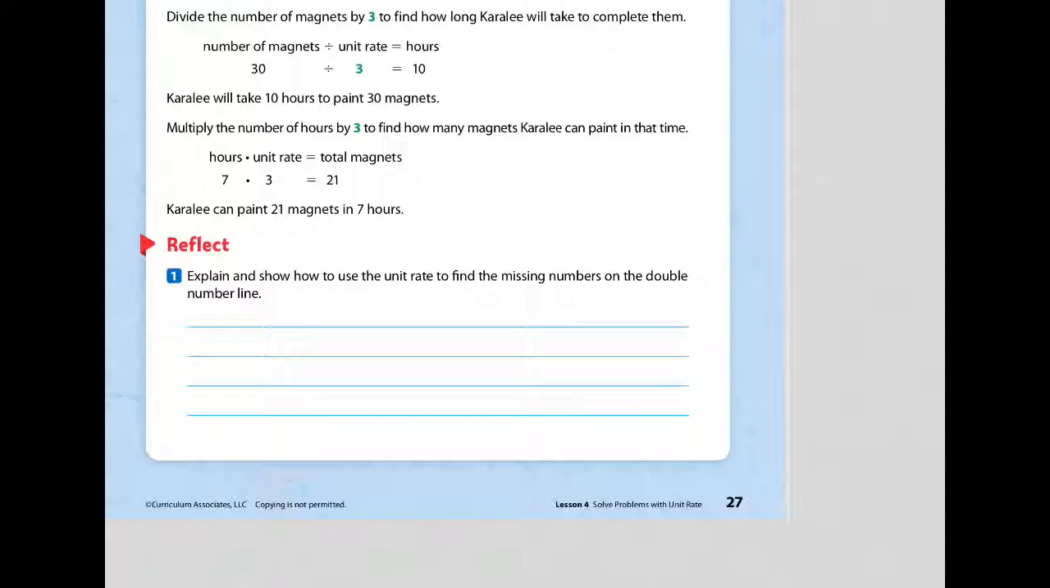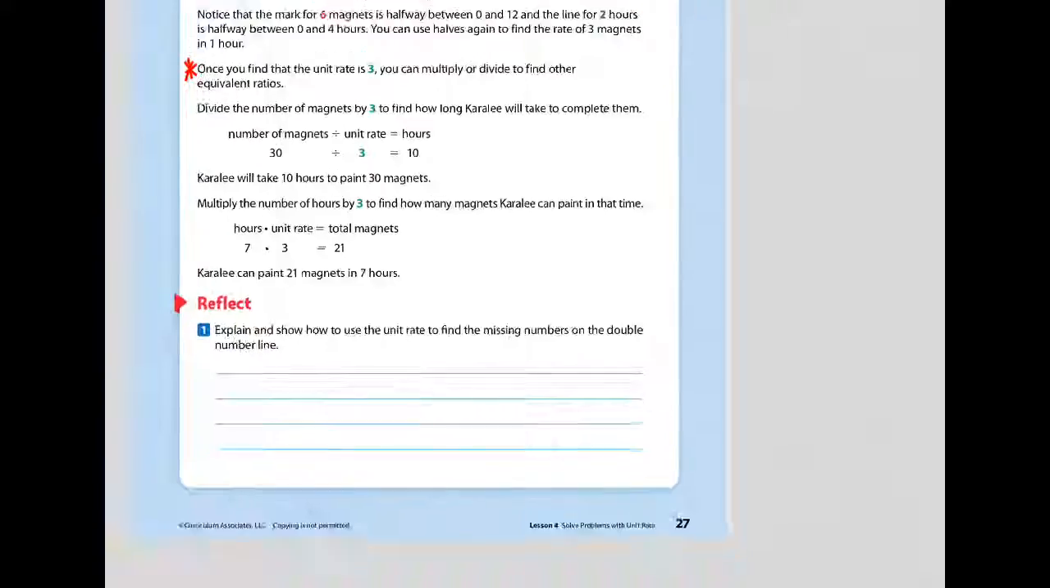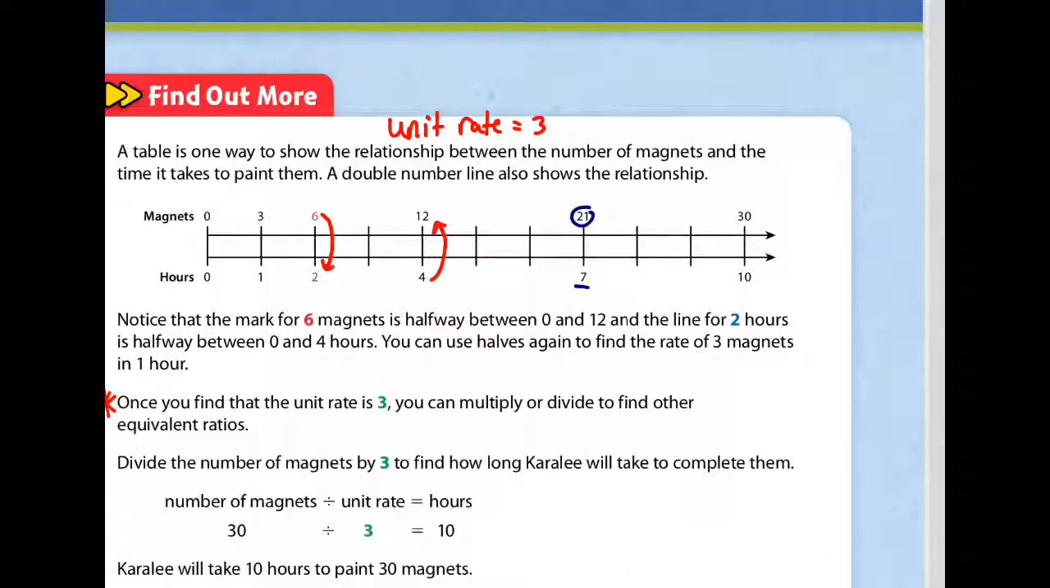Reflect says, explain and show how to use the unit rate to find the missing numbers on the double number line. So, you're going to have to explain it and show it. Now, I would actually show it and explain it first. So, for example, let me erase some of the slop again. You can go, this is 0, 1, 2, 3, 4, 5, 6, 7, 8, 9, 10. Well, how can you use the unit rate to get the magnets? Now, the flip is going to be this. Let me erase my slop again. If you notice that the magnets are counting by 3s, 0, 3, 6, 9, 12, 15, 18, 21, 24, 27, 30. How could you then use that unit rate, 3 again, to get the number of hours? So that's the question they're asking you to reflect about.